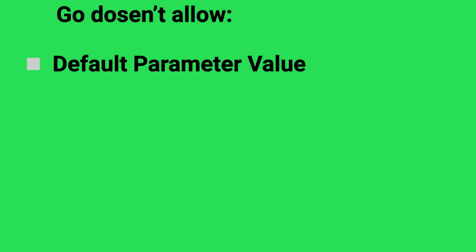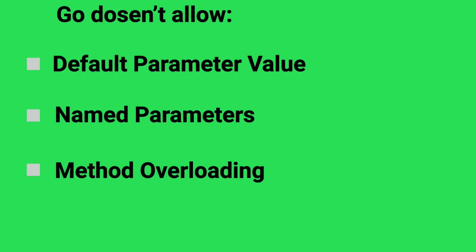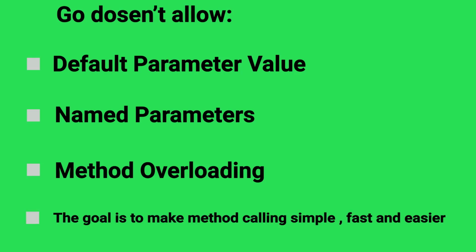Go does not allow default values for parameters. It does not allow you to name parameters and it doesn't allow method overloading. That means declaring multiple methods with the same name but different parameters. That means that when you call a method, you're always going to use the same number of arguments in the same place. The goal here is to make calling methods simple, clear and fast.